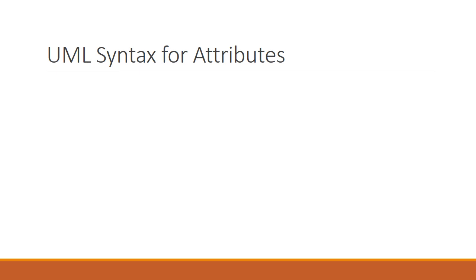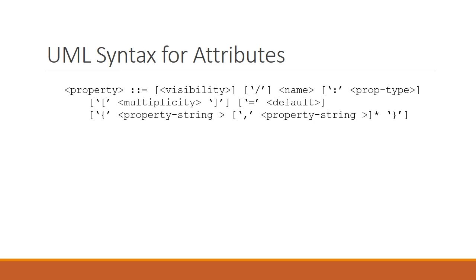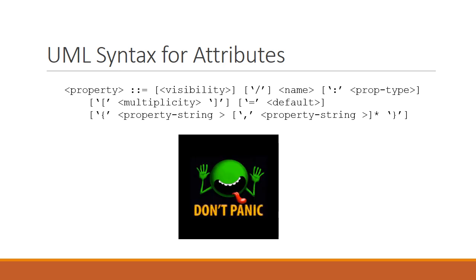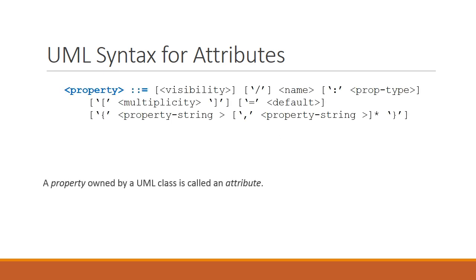Now, here is the formal syntax for attributes in UML. That looks pretty easy, right? Okay, everyone, don't panic. It really isn't all that complicated. Just let me break it down for you step by step. The first part of this scary looking thing says that we are defining the syntax for something called a property. And a property owned by a class is simply known as an attribute. So yes, everything to the right of that weird double colon equal sign gives instructions on the proper way to define an attribute.